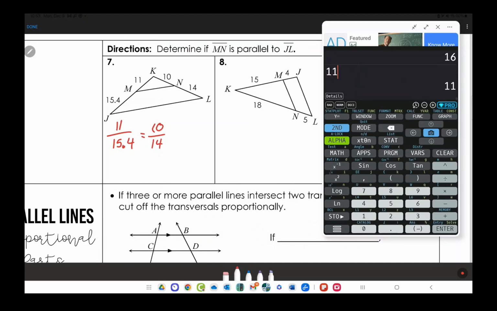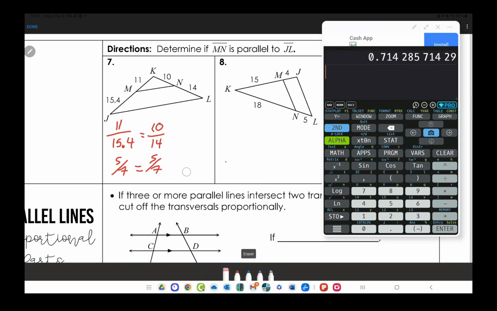So 10 divided by 14 gives me 0.71428, which is 5/7. And 10 over 14 does reduce to 5/7. So yeah.